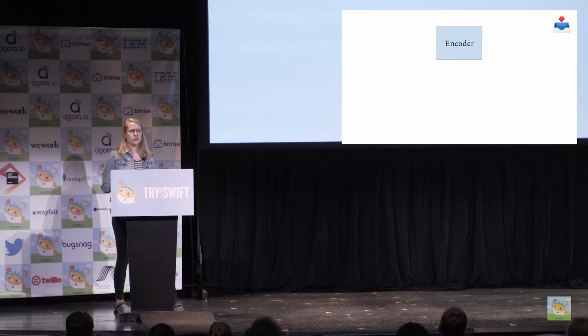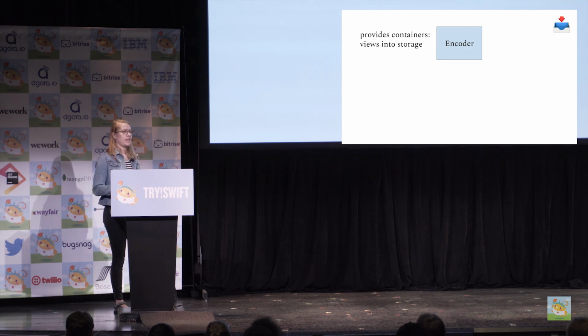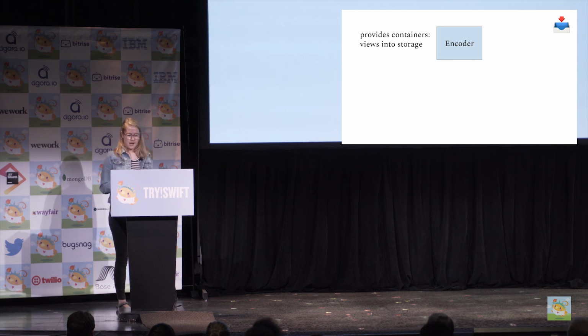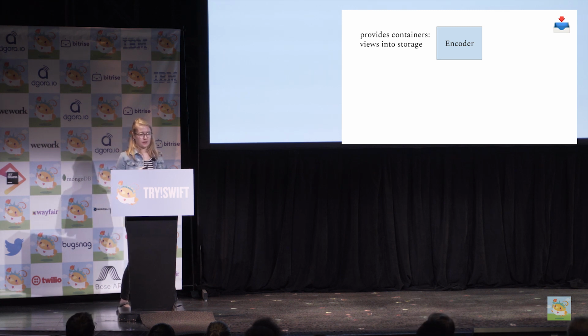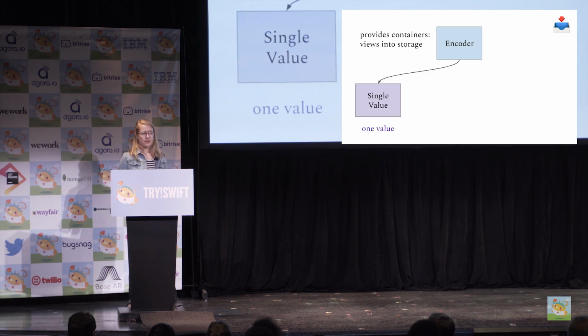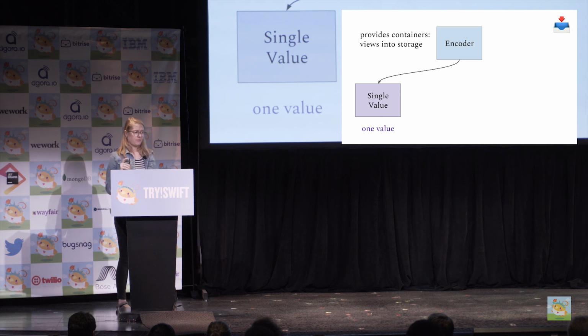So basically, the main job of an encoder is to provide containers, which are views into its internal storage. And you can put values into these containers to sort of construct the right structure that you want to get output. There are three types of containers you can get from an encoder.